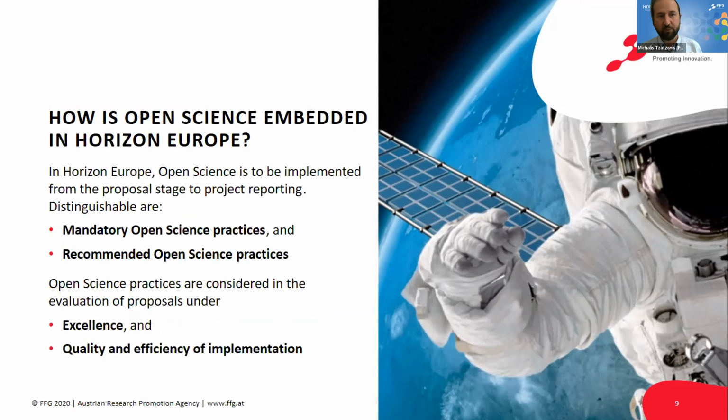So how is open science embedded in Horizon Europe? It is implemented from the proposal stage to project reporting, so throughout the lifetime of projects. There are, on the one side, mandatory open science practices, and also recommended open science practices that are good to have and are evaluated, so to say, as well. They are evaluated in 2 out of 3 evaluation criteria in Horizon Europe: in the criterion excellence and in the criterion quality and efficiency of implementation.